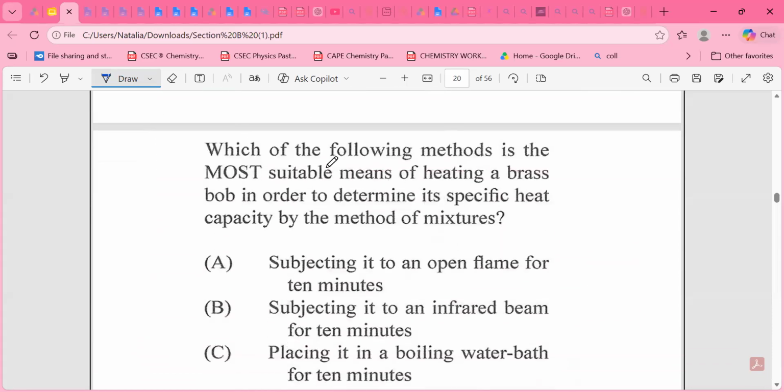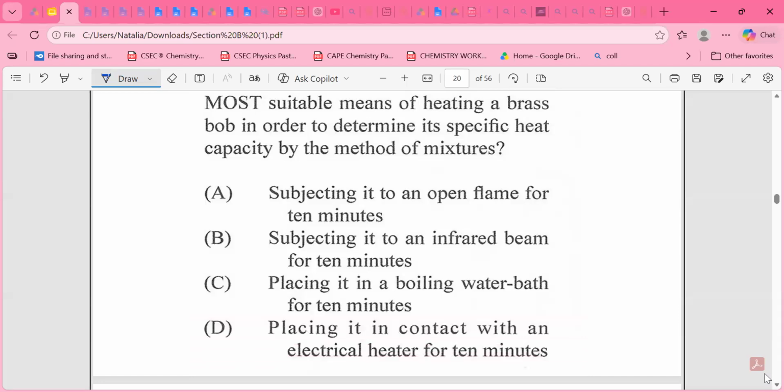Which of the following methods is most suitable for heating a brass pot in order to determine its specific heat capacity by the method of mixtures? C.